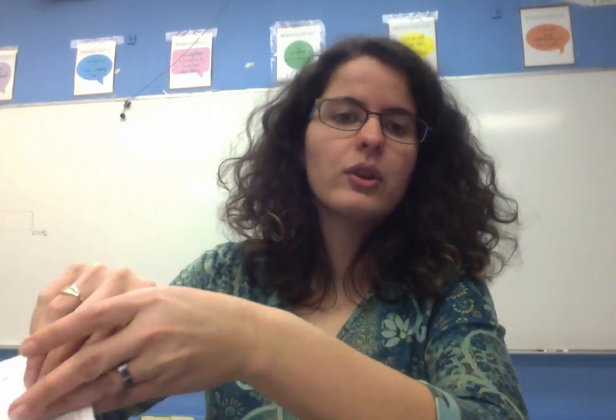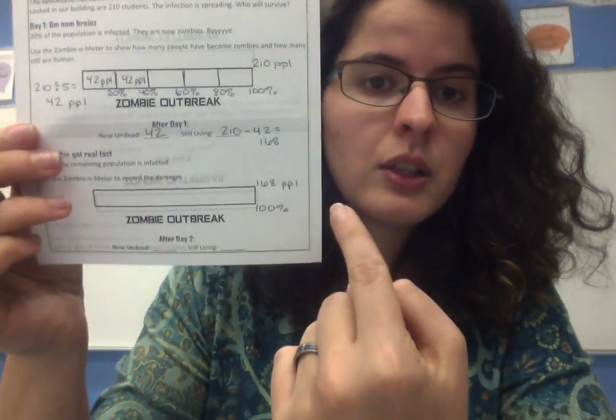So now we come down to day 2. Well, the population is not the same anymore. We only have 168 people who are still alive. So my new whole would need to be 168 people. And I know that that is 100%. That's the first thing you could set up in your percent bar. You know your whole, you know it's 100% of the population.